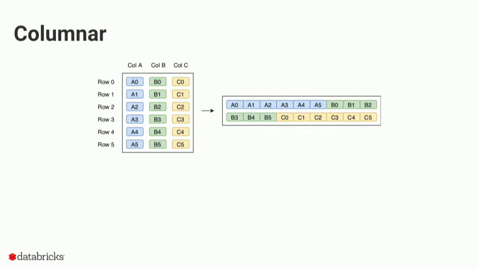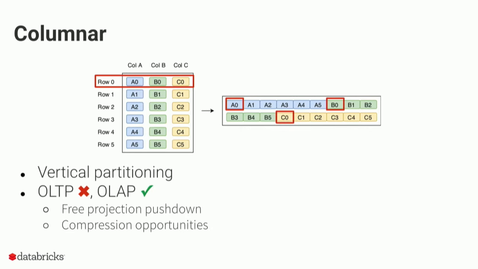Sorry. The columnar model. I've explained it a bit. So instead of storing all the column values of a single row back to back, what you do is you store all the values of all the columns for all rows back to back. So in this case, if we have a row like this with the column values A0, B0, and C0, they would end up here, here, and here. And this is vertical partitioning. So instead of doing the partitioning on the row basis, you do it on the notion of the columns.